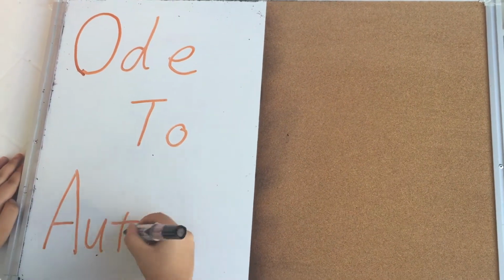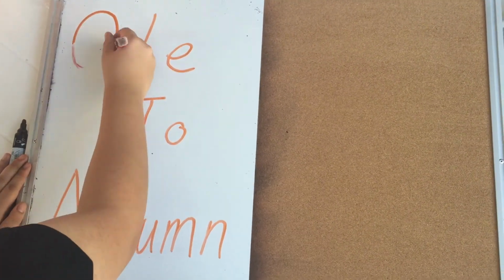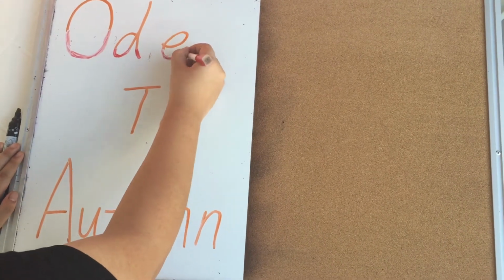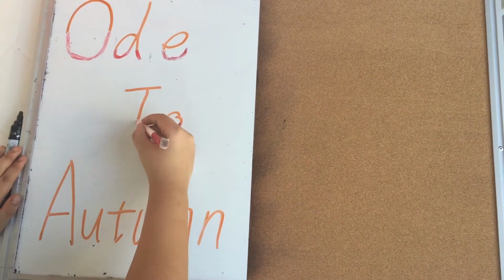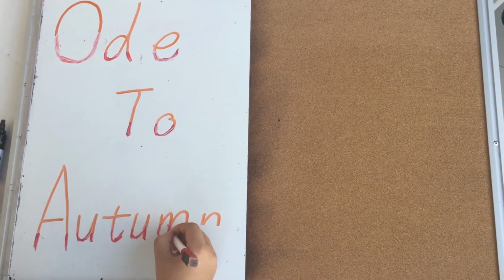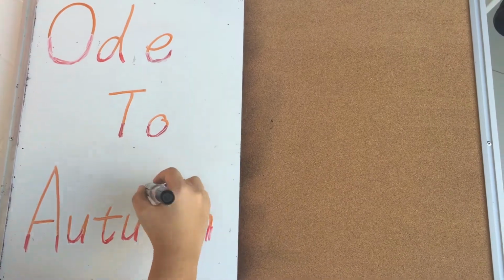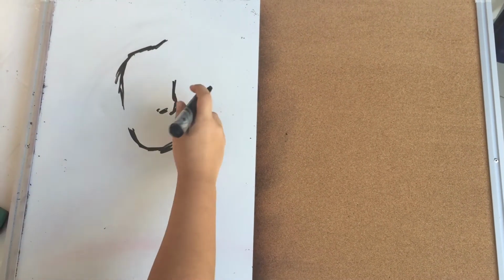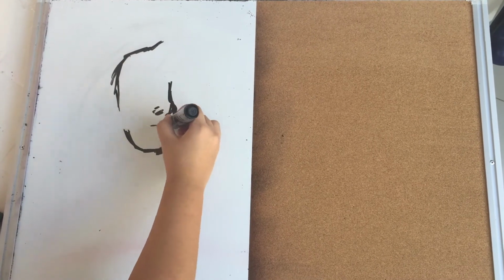Firstly, we will look at the title, Ode to Autumn. Ode means a lyric poem, so the title basically means a lyric poem about autumn. Ode is also used to praise a subject, which for this poem is autumn. This poem is written by John Keats, a famous English poet during the Romantic period.